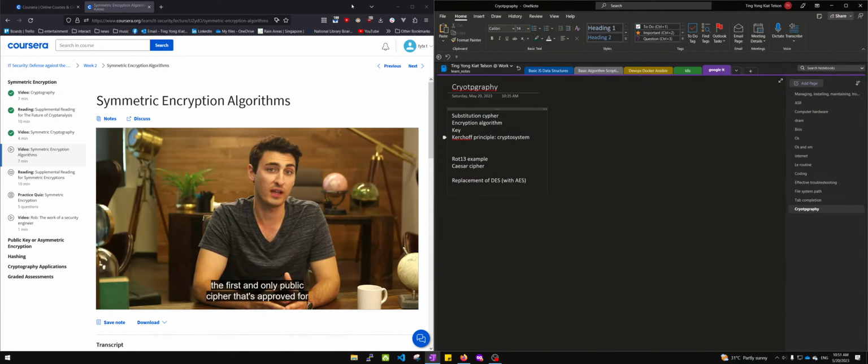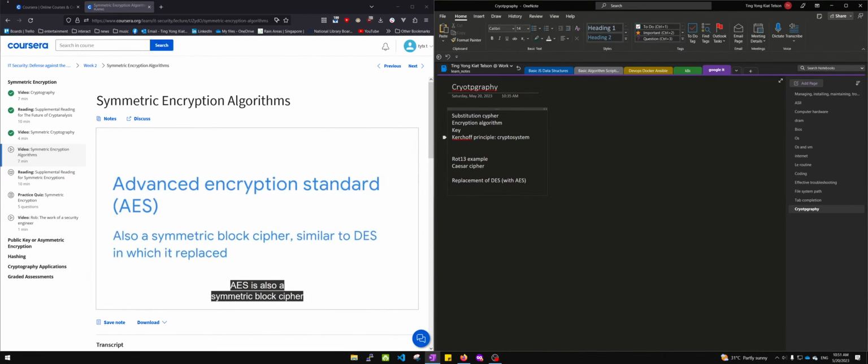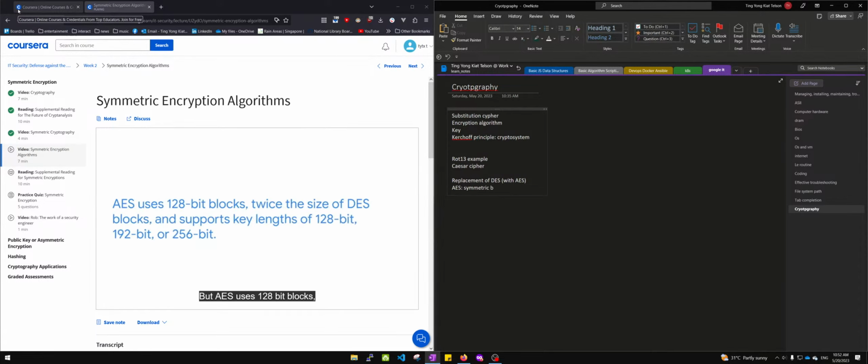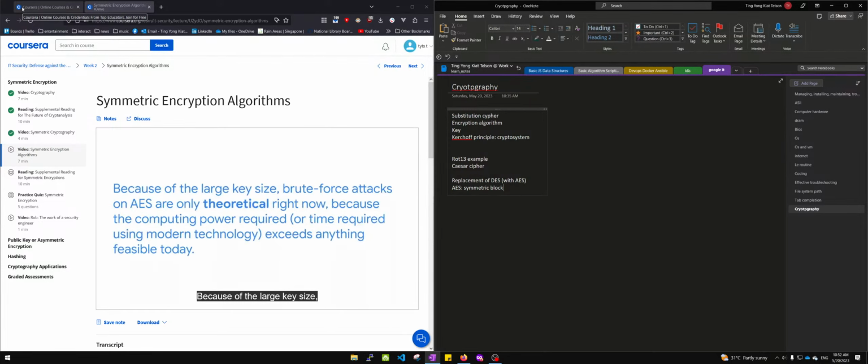AES is also the first and only public cipher that's approved for use with top secret information by the United States National Security Agency. AES is also a symmetric block cipher, similar to DES which it replaced. But AES uses 128-bit blocks, twice the size of DES blocks, and supports key lengths of 128-bit, 192-bit, or 256-bit. Because of the large key size, brute force attacks on AES are only theoretical right now, because the computing power required, or time required using modern technology, exceeds anything feasible today.